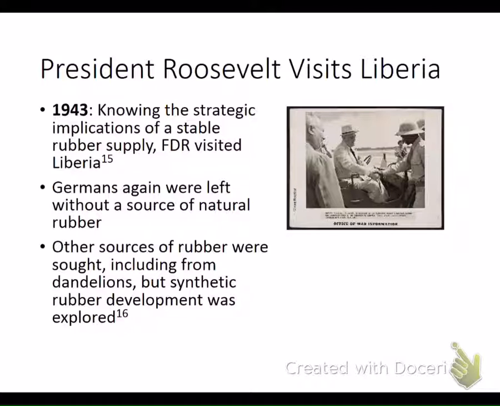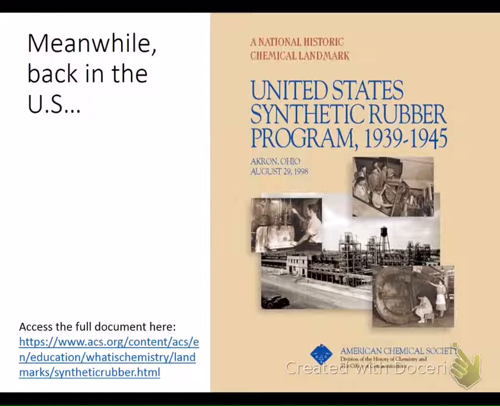And other sources of rubber were thought of. They even tried dandelions. Some of you may know you can get a small amount of latex out of dandelions. And synthetic rubber development was also explored. But it was actually the U.S., through the synthetic rubber program, that had this achievement. And this is in Akron, Ohio. There's a historical landmark, and you can click the link in the bottom left if you want to look at this whole document.